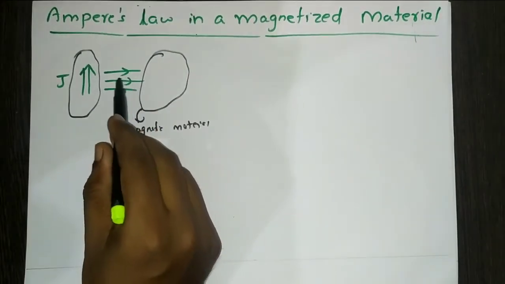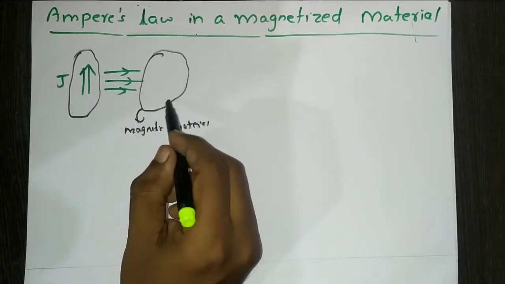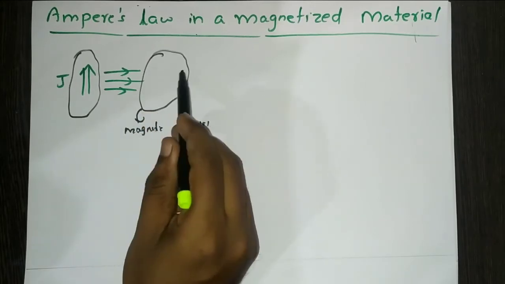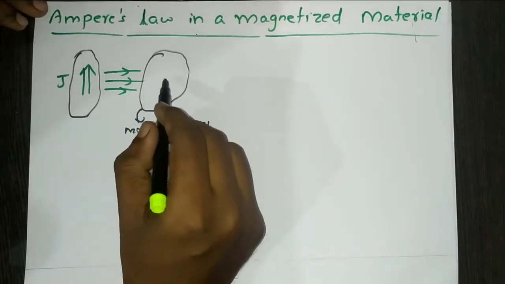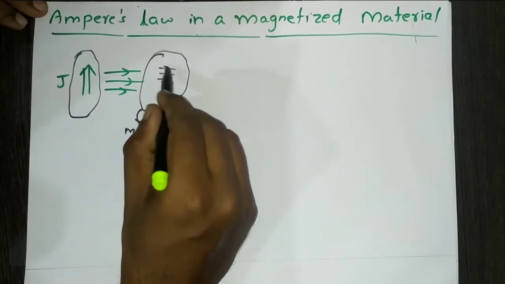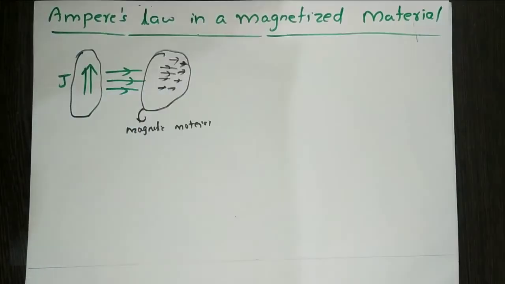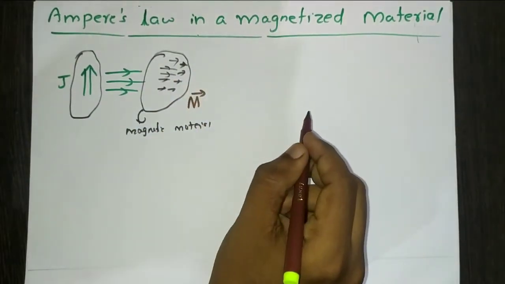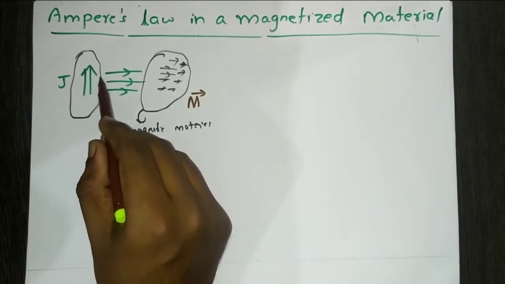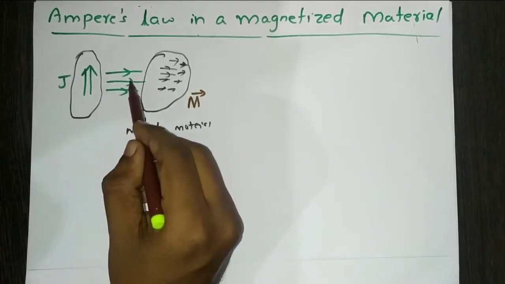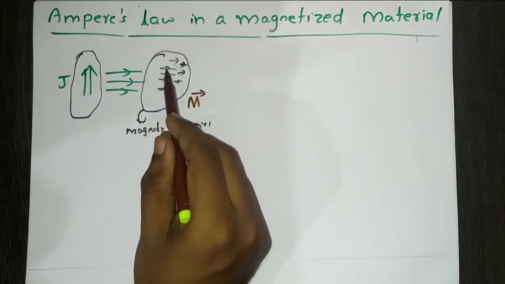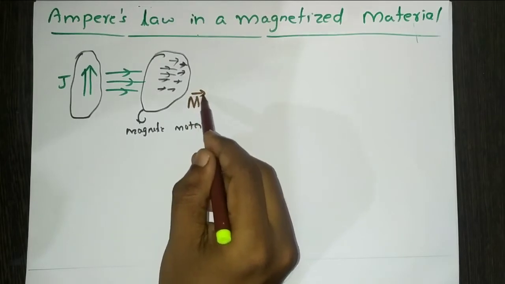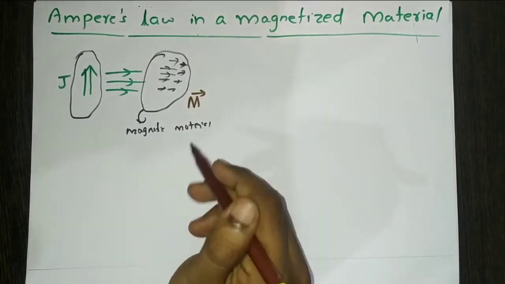In this magnetic field, our material gets magnetized, which means dipole moments are developed in this material. Therefore, this material is magnetized in a particular direction. M is the magnetization of this body. That is, the free current density produces a magnetic field, and in this magnetic field the material gets magnetized, where M is the magnetization of this body.